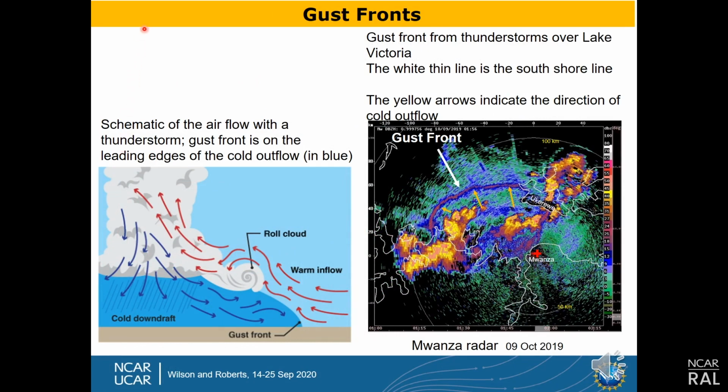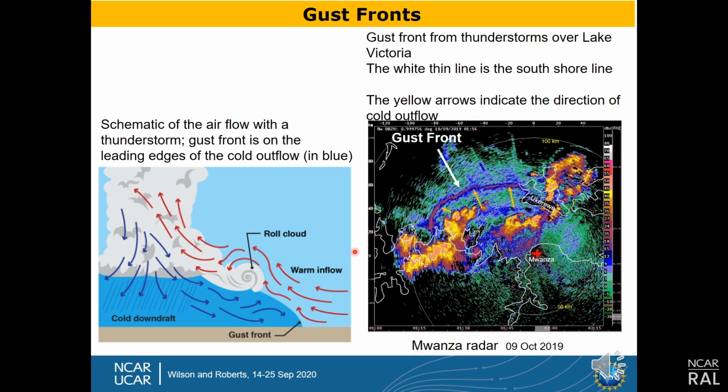Okay, our last one is the gust front. And as we've seen, we have the storms here. We have yellow arrows showing the outflow of cool air from these storms, forming our thin line, our gust front.